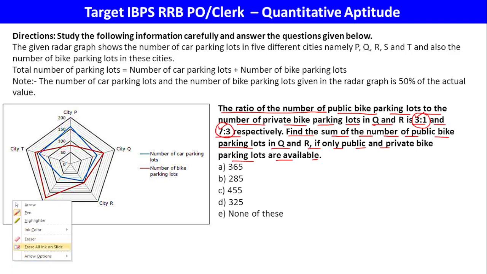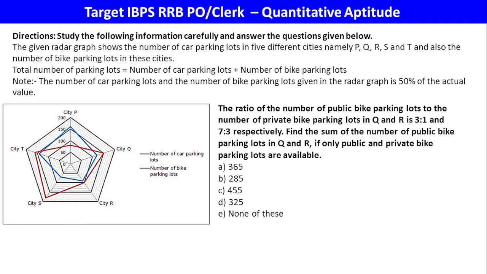Naaku required total is total 4 parts, right? Andulo naku 3 parts kavali. Ikkada Q lo, Q bike parking ante red. This is 150. 150 ante total 300. Double chesi matladali. Right, 3/4 of 300, and next 7/10 of total, 10 lo 7th kavali. R lo bike parking. R bike parking total is 100 ante 200 matladali. Right, 3/4 of 300 is 225 and 7/10 of 200 is 140. 365 is my final answer for this question. Then option A is the correct answer.